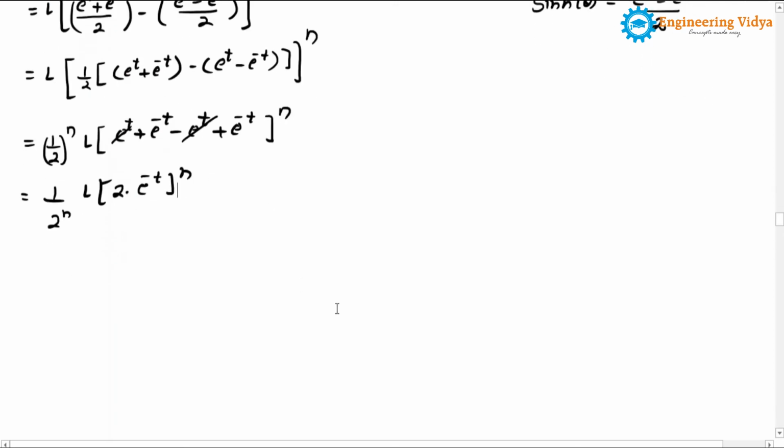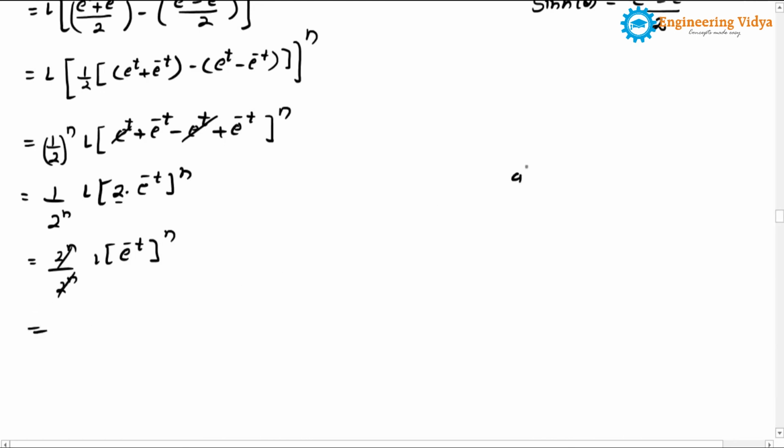Now what we can do, again we can take 2 as a constant, and it will go outside. Here we have power of n, so 2 raised to n, and already we have 2 raised to n in the denominator also. So the Laplace transform of e raised to minus t, power n, and the 2 raised to n will be cancelled.